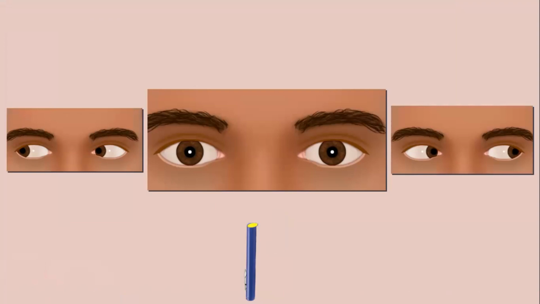But imagine now that the pen torch, we agree that the pen torch in the Hirschberg test should be held in the midline. And the patient should be instructed to look at the pen torch or the light from the pen torch.